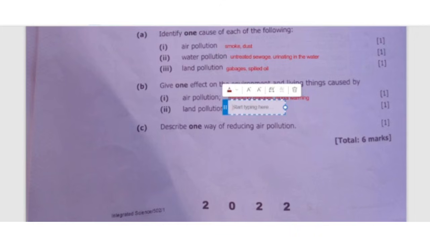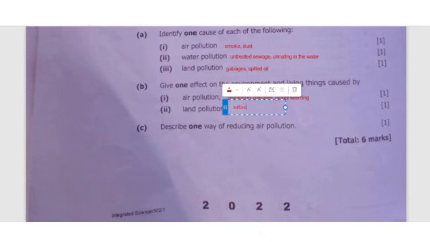Okay, so those are the challenges that are presented by air pollution. The other one is land pollution. So when you pollute land, what happens? A place where there is a lot of dirt, what happens? That means you may even have an outbreak of diseases.